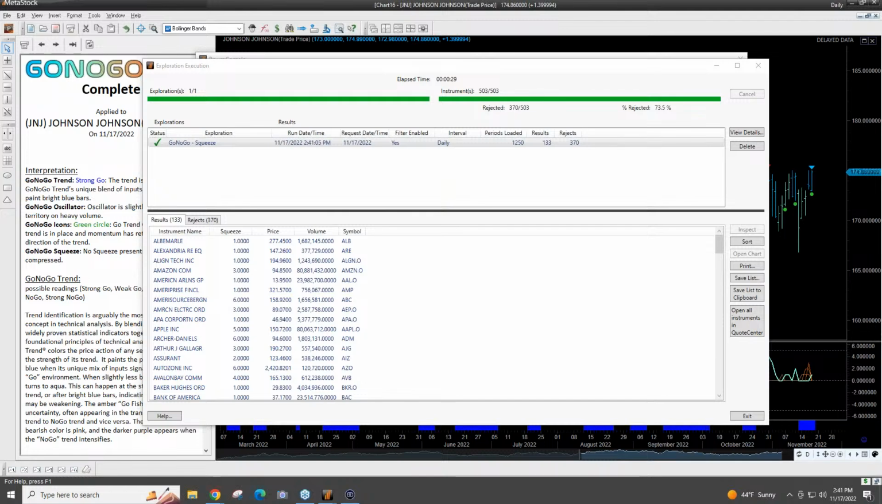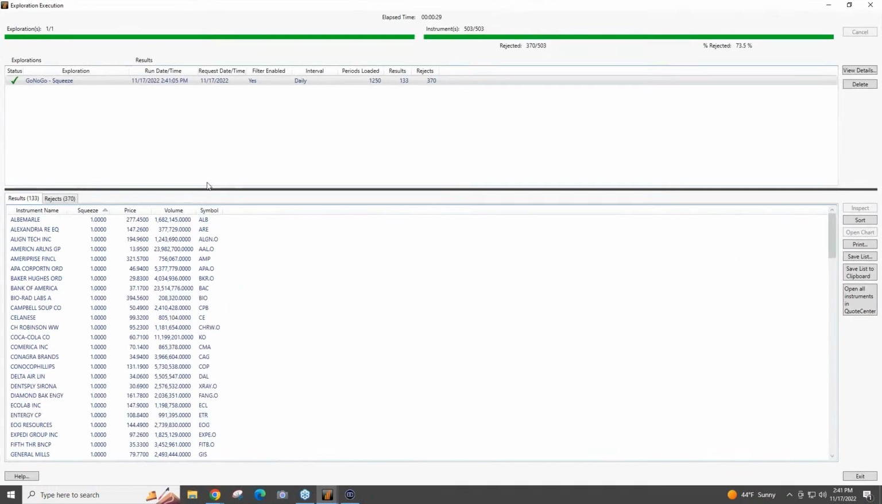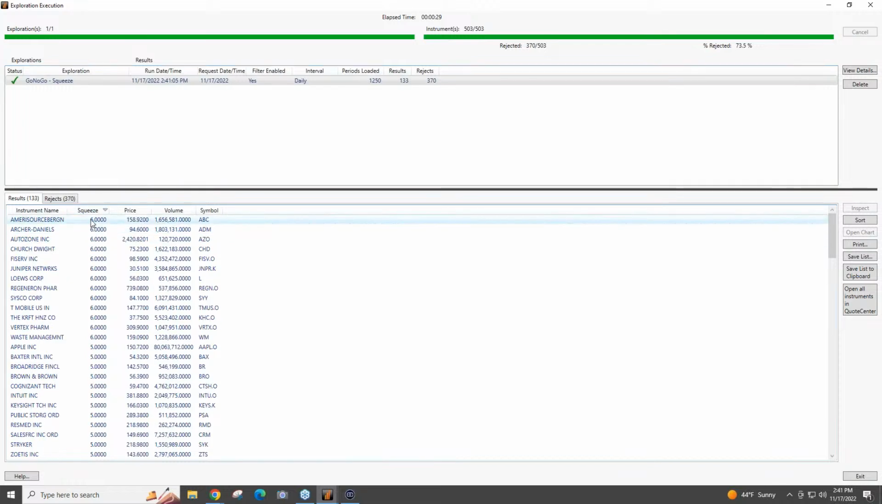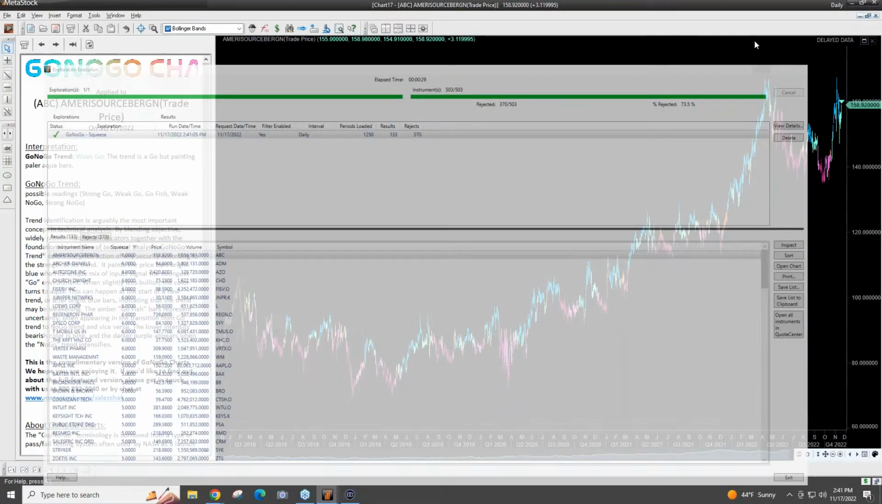Okay, so we've got all of them that are in the squeeze. I'm going to go ahead and just click on this twice. The symbols that have a 1 are just starting in the squeeze, or we can identify it by the ones that are at a very high squeeze. So let's look at this one. Double click that, minimize this.